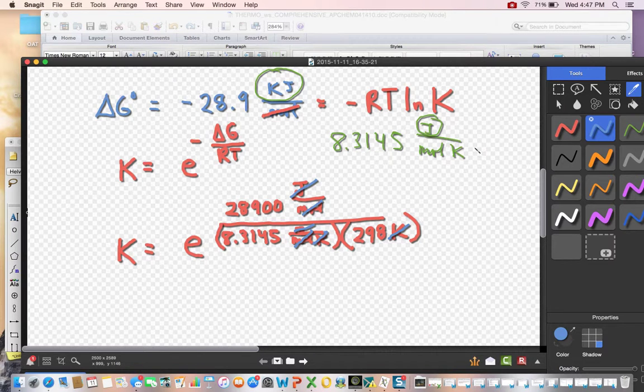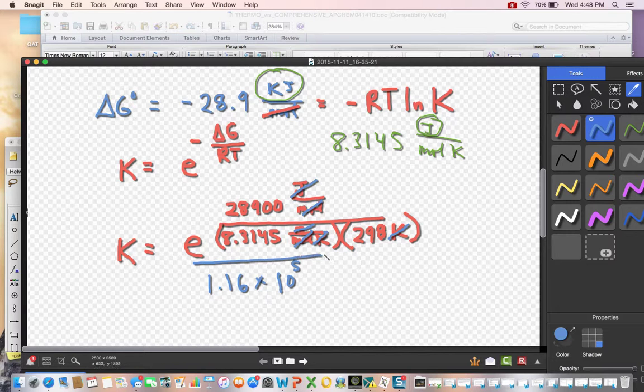So if you're using a TI, just do second natural log, that'll be e to the x, and then you'll have 28900 divided by, open a parentheses, 8.3145 times 298, close the parentheses. And we get a mathematical value of 1.16 times 10 to the fifth.